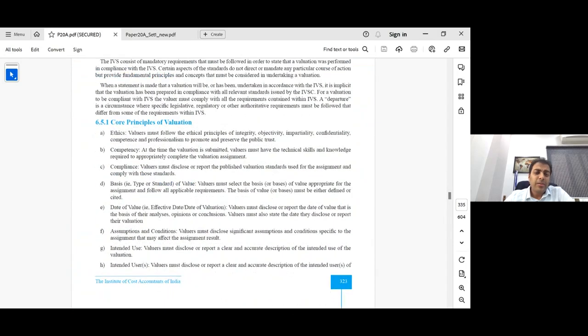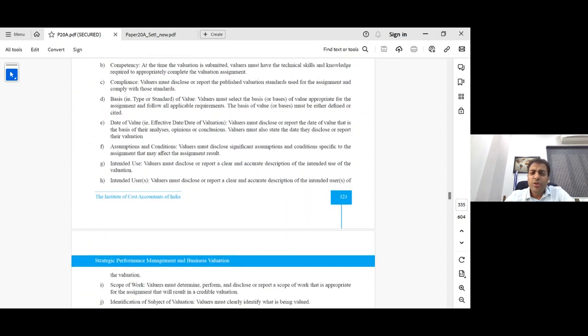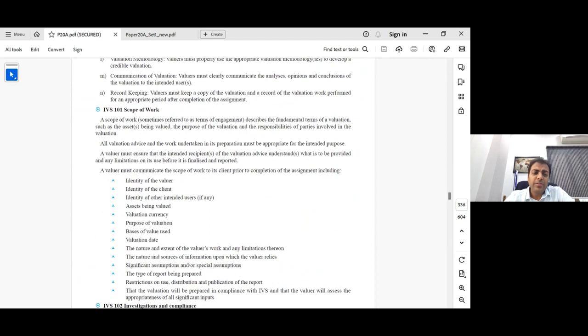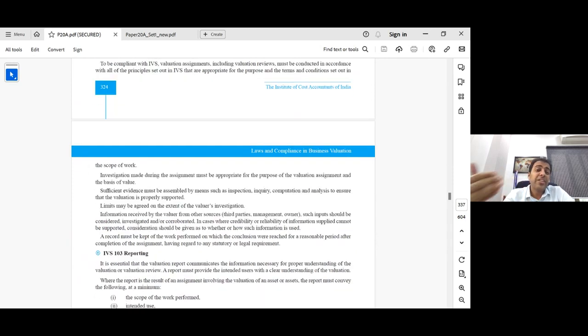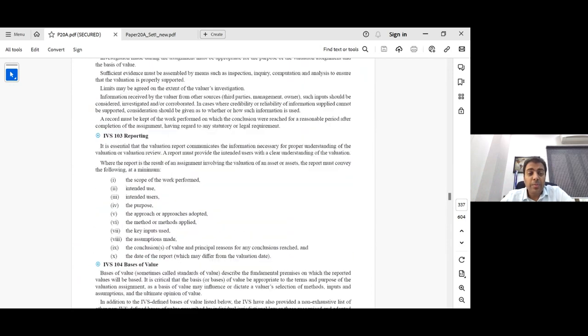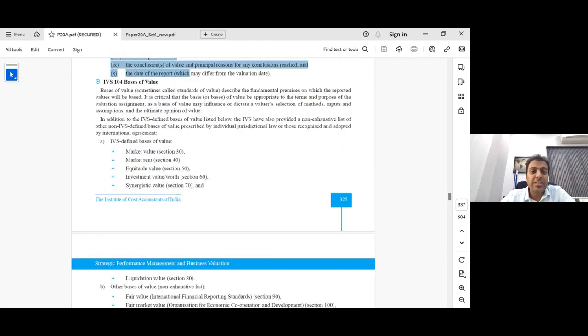So again, mostly it's going to be theory. There's no practical part of the valuation standards that you can think of, but it talks about the scope of work, who's the valuer. It talks about investigations and compliance. What investigation should a valuer do, right? And what kind of compliances should they follow while doing the valuation? It talks about reporting. So minimum, these are the things that must be presented in the valuation report. You can expect questions on this, right?